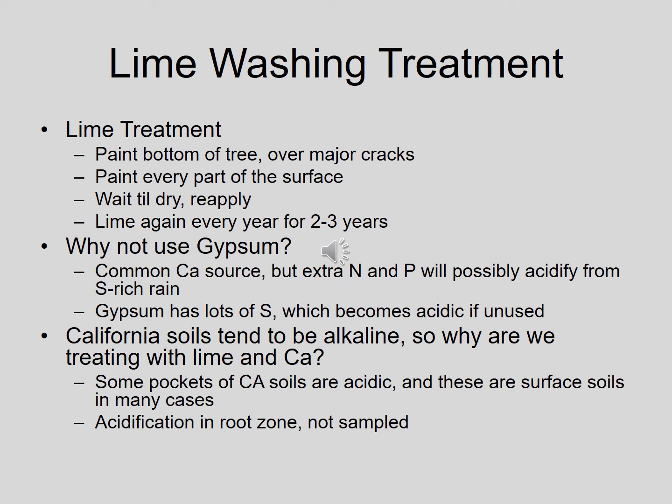Gypsum is also known to be something that can provide calcium and help be more alkaline, but it has nitrogen and phosphorus in it, and that could possibly make the soil more acidic due to a sulfur-rich rain, which we have because of all the pollution in the air. So you've got to be careful with the gypsum.